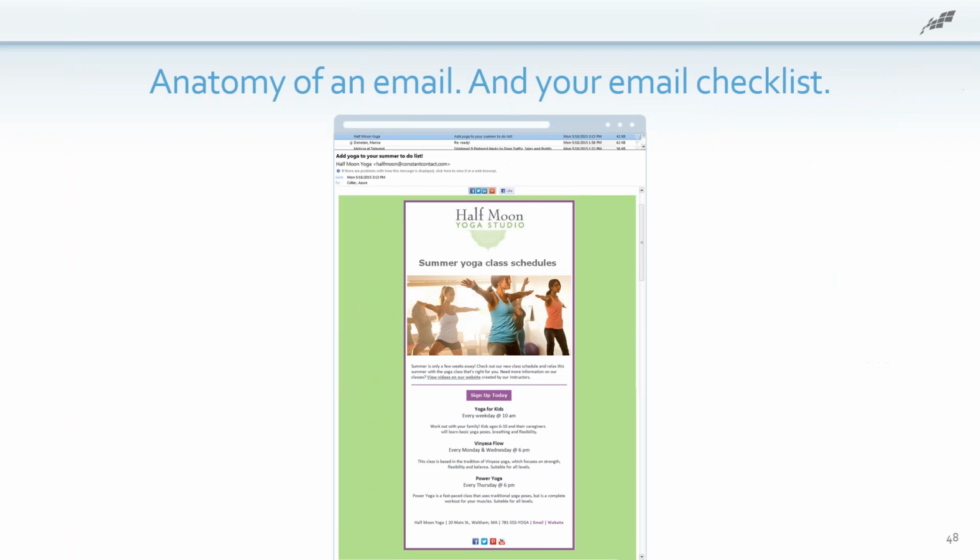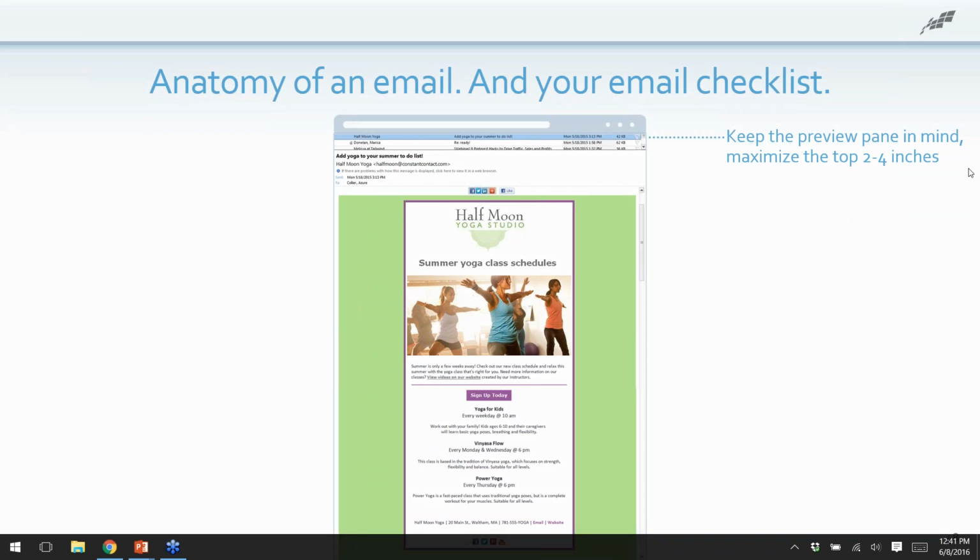So let's put this all together. Anatomy of an email. Add to your email checklist. First, we've got the preview pane. Right under the title, when you're creating the newsletter, there's something called your pre-header, and that's what they're talking about. I'm going to do an arrow. So right here is who it's from, and then you get your subject line.